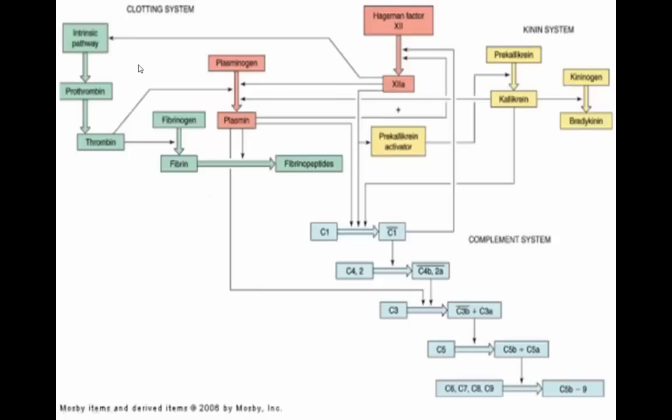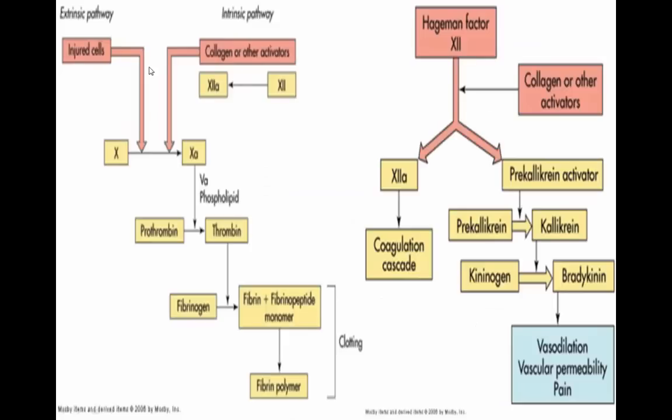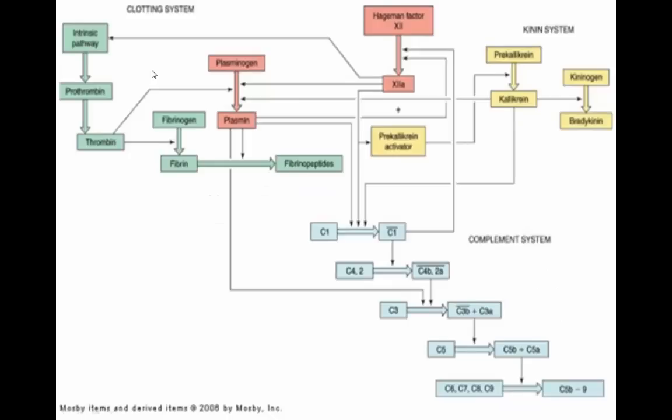So again, this is the coagulation cascade, and I want you to look how all the cascades of protein systems work in interrelationship. So they have interaction among each other. So you have here the intrinsic pathway, you have the plasminogen, you have the Hageman factor, you have the kinin system, and you have the complement system as well, working in conjunction.